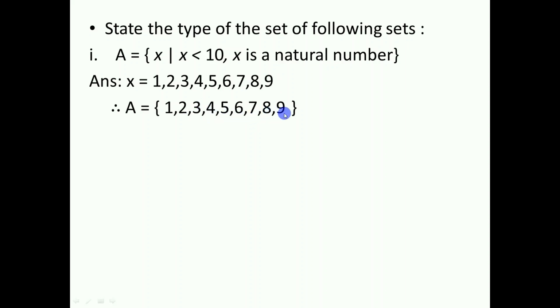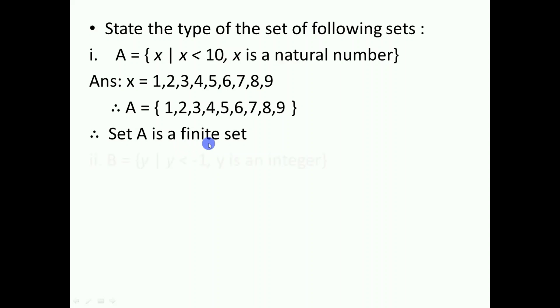Now as you can see here, the elements present in this set are countable. You can count them. There are basically 9 elements present in this set. So we can say that set A is a finite set, because it is countable.